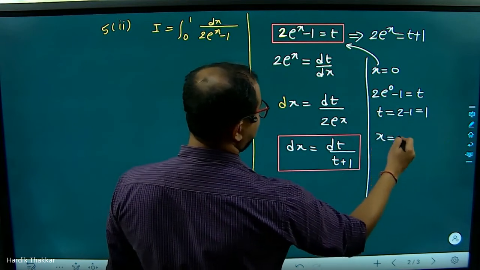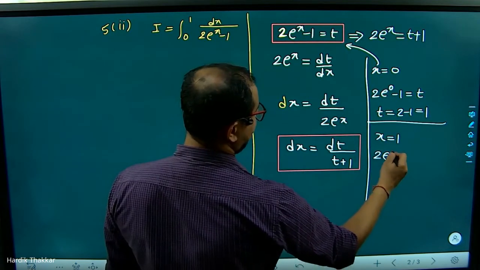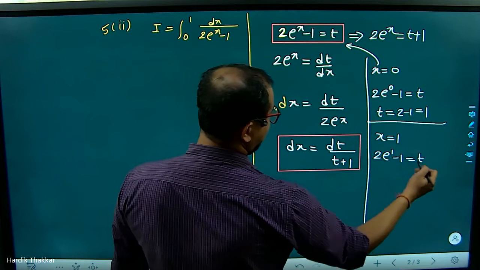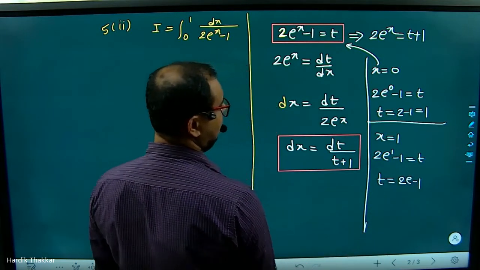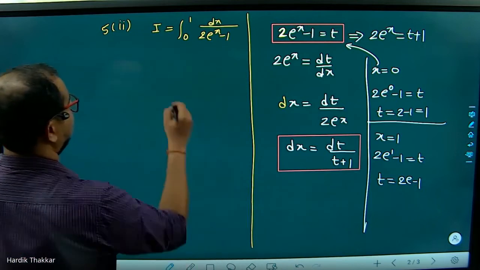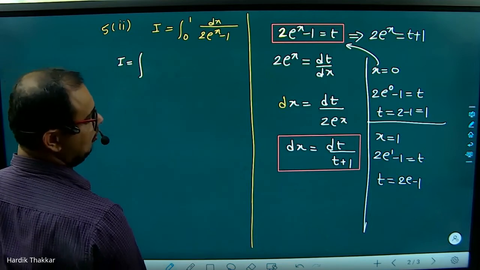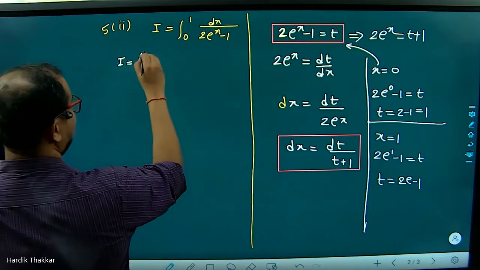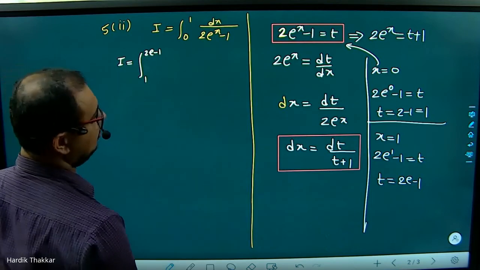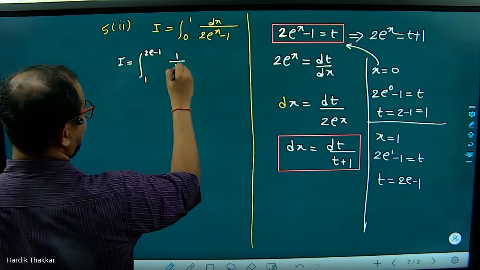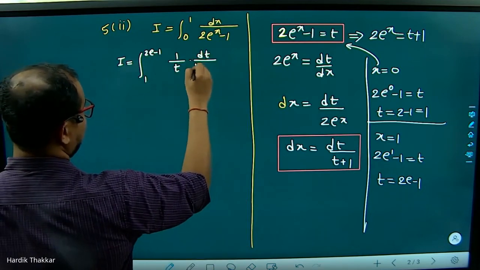Further, when we put x equal to 1, that is the upper limit, it will be 2 e raised to power 1 minus 1, that is equal to t. So simply we can write t is equal to 2e minus 1. When we do the changes according to our substitution, the lower limit will be 1, the upper limit will be 2e minus 1, and in place of the denominator it will be 1 upon t, and in place of dx we can write dt upon t plus 1.